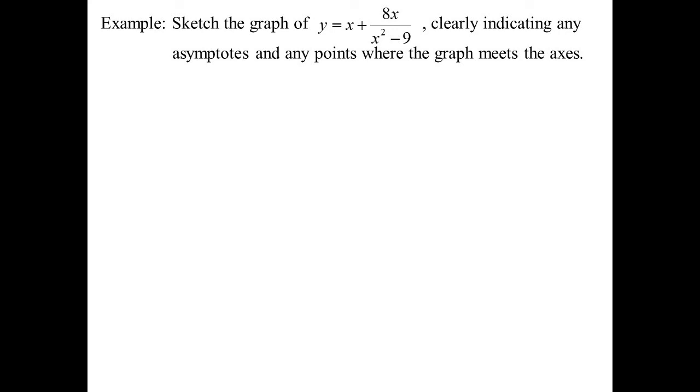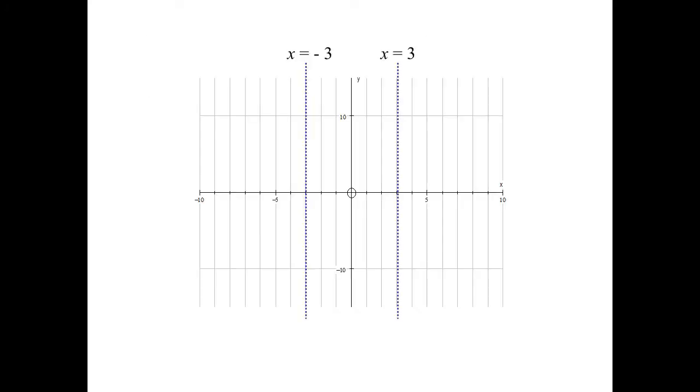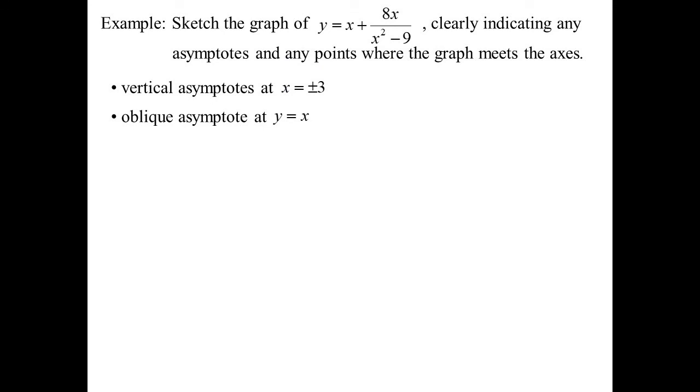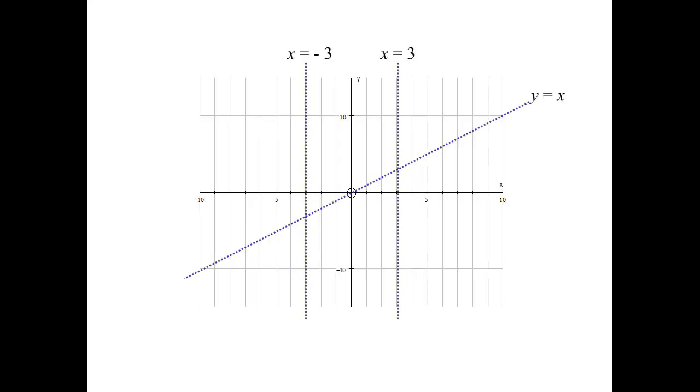y equals x plus 8x on x squared minus 9. So the division's already been done for us. Okay, vertical asymptotes, bottom of the fraction can't equal 0. So we know we've got x is plus or minus 3. Let's plot those in. 2 vertical asymptotes. We, in this case, have an oblique asymptote because the quotient ended up being x. So y equals x. Let's plot that one in. There it is, y equals x.